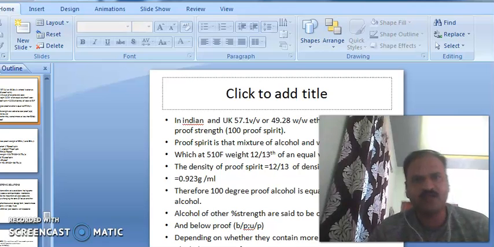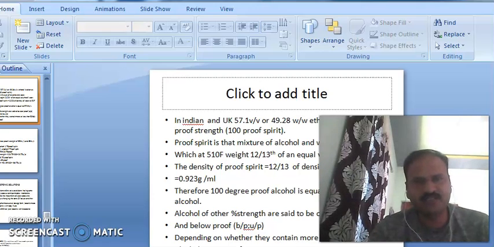At 51 degrees Fahrenheit, the weight is 12 upon 13th of an equal volume of water. The density of proof spirit, 12 upon 13 of the density of water at 51 Fahrenheit, is equal to 0.923 gram per ml. Therefore 100 degree proof alcohol is equal to 57.1% volume by volume alcohol.